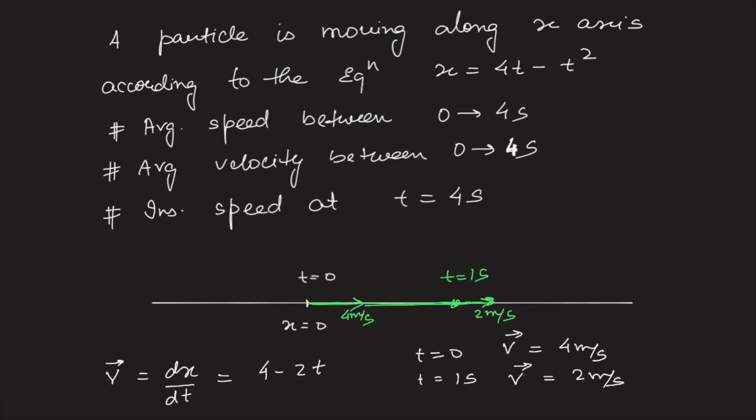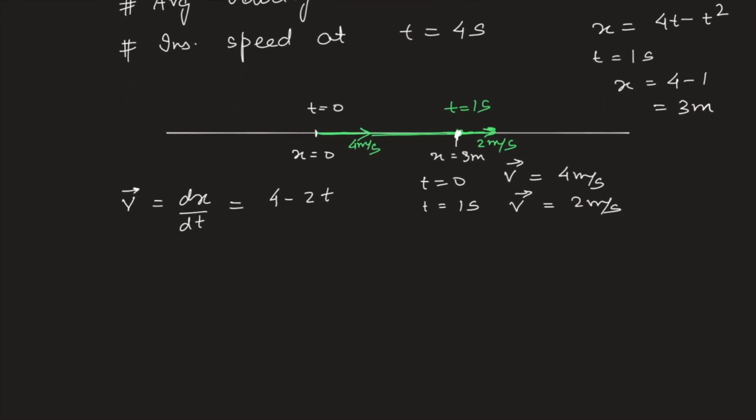The speed is decreasing. And what is the position at t equals 1 second? In order to find the position at t equals 1 second, we will simply apply the formula 4t minus t squared. So t equals 1 second will give us x equals 4 minus 1, that is equal to 3 meters. So x equals 3 meters at t equals 1 second. Okay, let's move this. I need some space to write here.